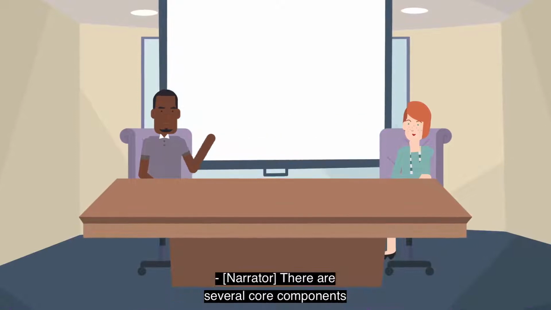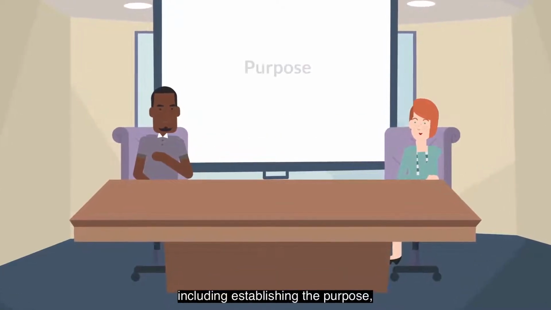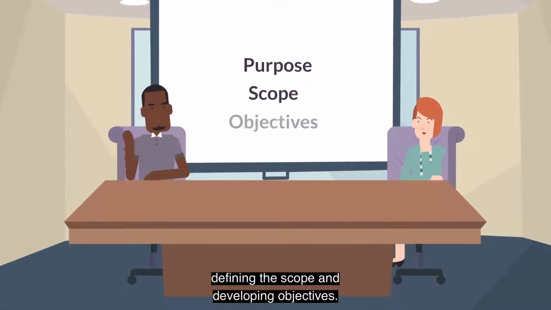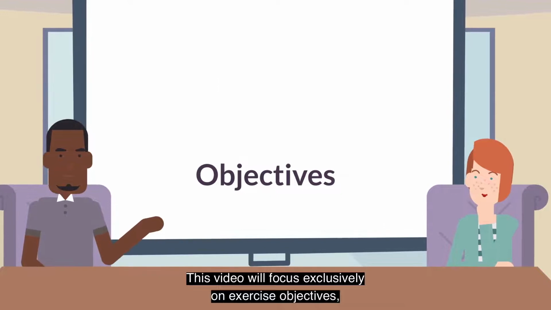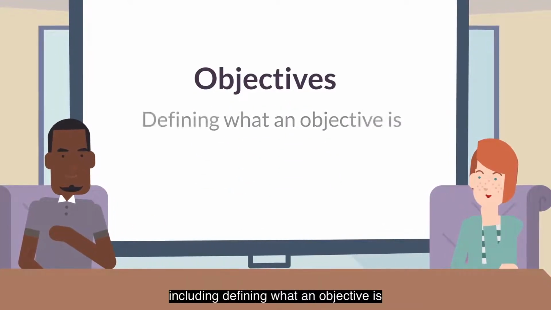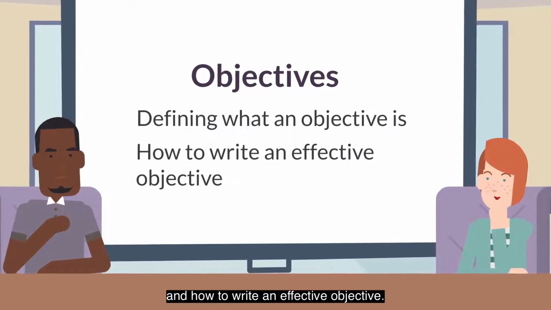There are several core components to exercise design and planning, including establishing the purpose, defining the scope, and developing objectives. This video will focus exclusively on exercise objectives, including defining what an objective is and how to write an effective objective.